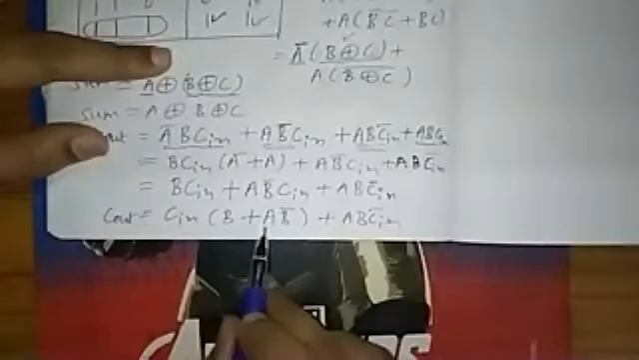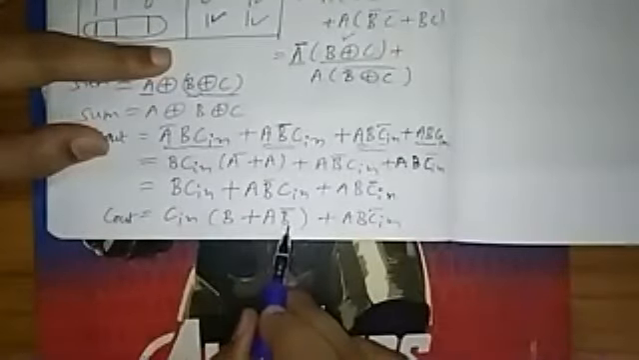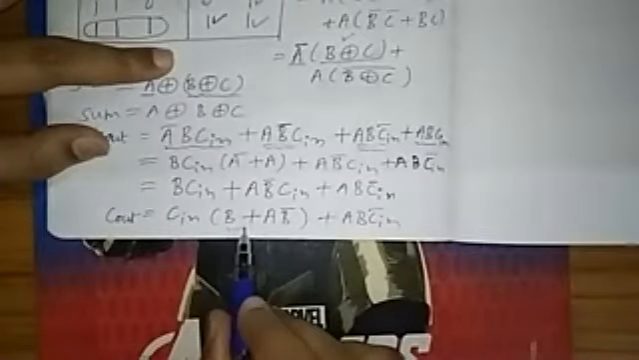Now what I can take common from this? B I can distribute to A and B bar, or I can write directly B plus A also. This term I can replace with A plus B. This is also one of the Boolean laws. Either that way, or I can distribute this B to A and B plus B bar is 1. Any one way you can get that.